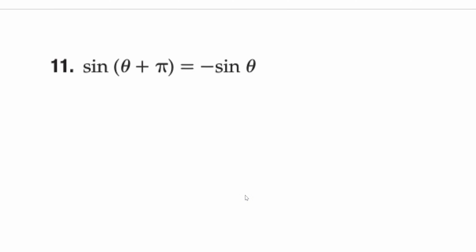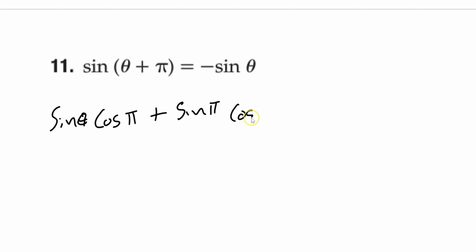One final one right here. Sine of theta plus pi over 2. It's all the same idea, right? We just use the formula. The formula for sine is sine theta cosine pi. Switch it. Keep the sign. Sine pi. Cosine theta.